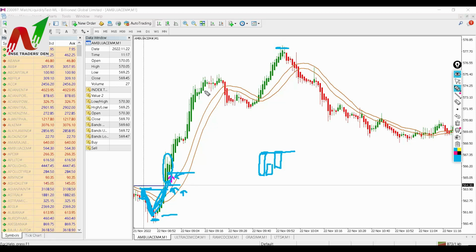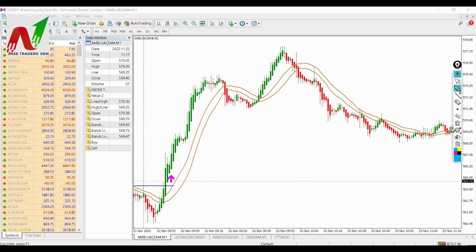So you can trail your stop loss also. For example, till here it was 1:2. If you wanted, you could have trailed your SL to cost, and with cost you would have easily gained the 1:3 target. Suppose we take some different stock, that is UltraTech Cement. We'll check on UltraTech Cement also.